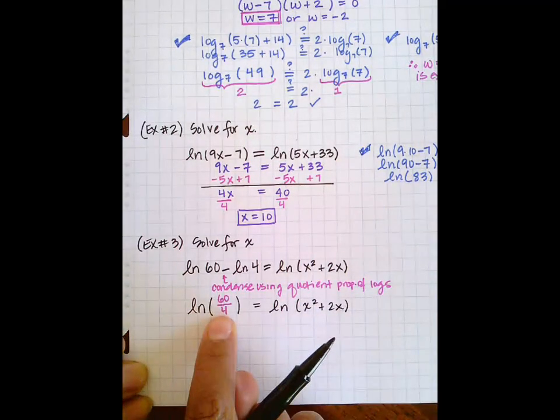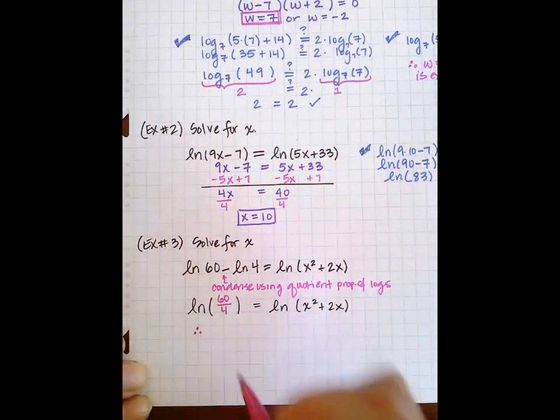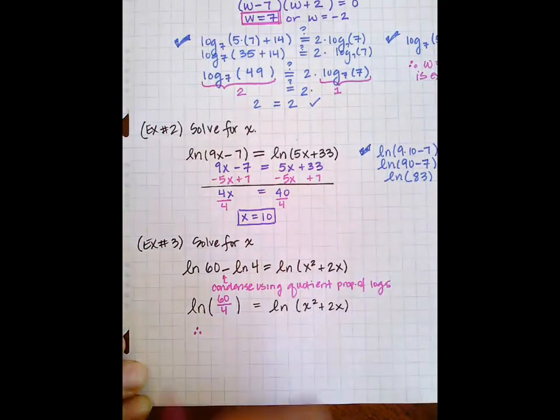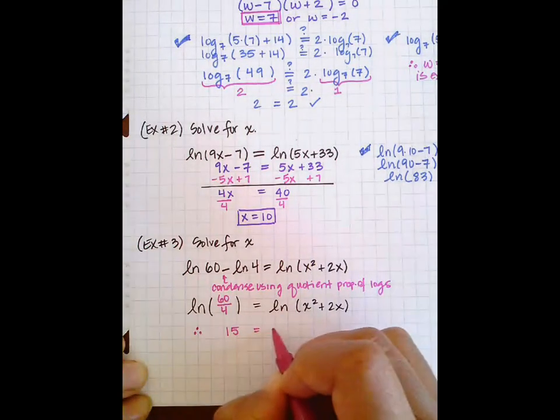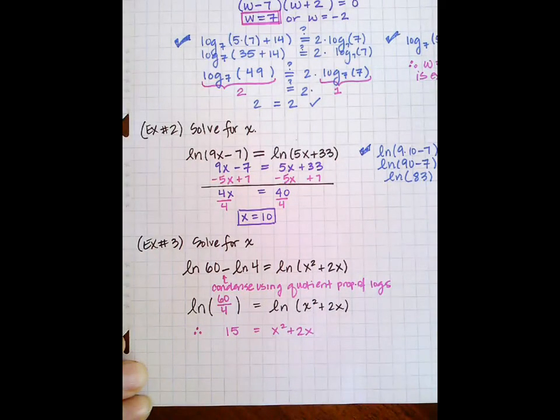Now, simplifying that, that's just 15. So this must mean, therefore, that if the natural log equals the natural log, which it does, then 15 equals x squared plus 2x. Again, I've got another quadratic. I know looking at this, I need it to equal 0 in order to use one of my tools of factoring.